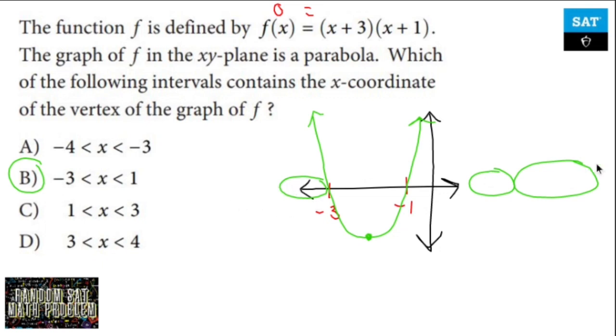Look at this cute little picture that I drew. I love it. Love it so much. The answer is B.